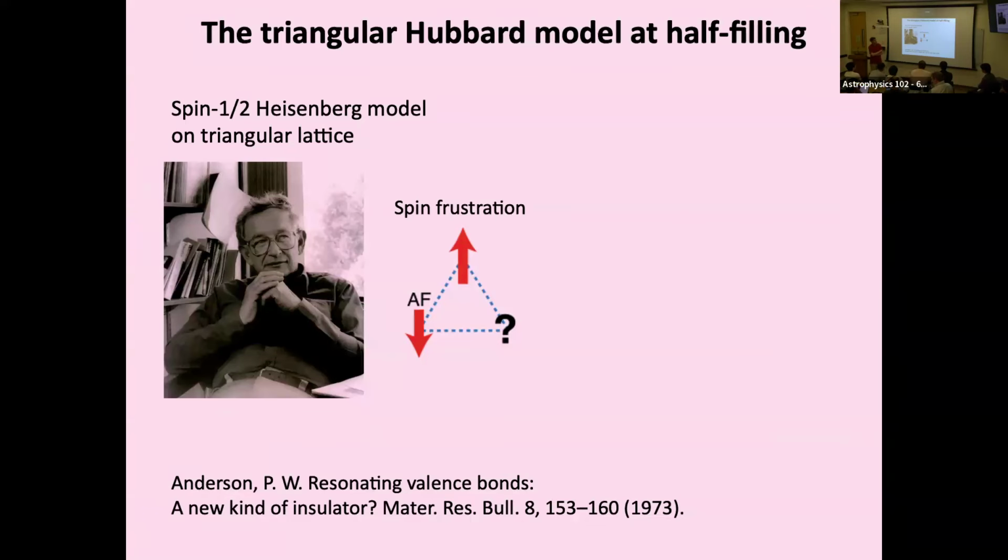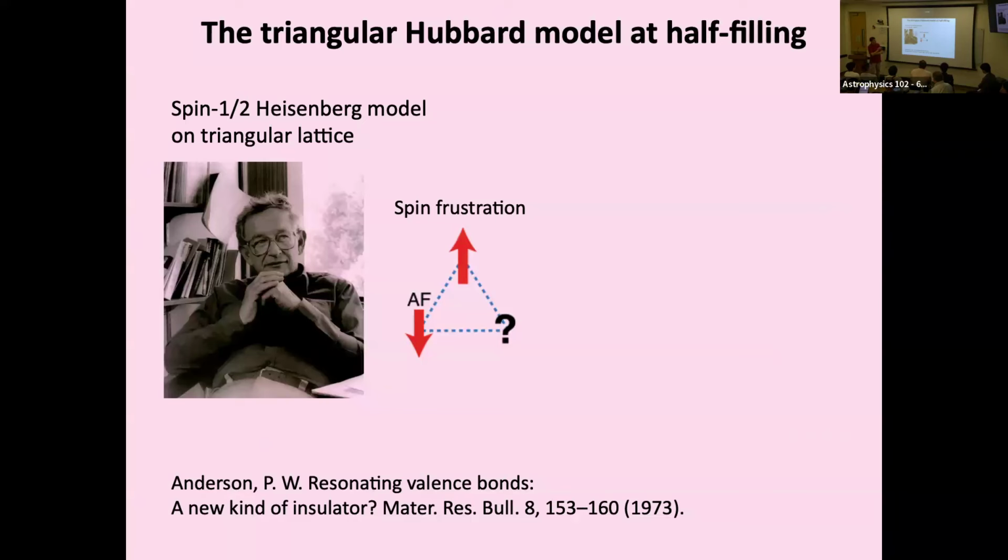And I want to tell you a little story about physics with a triangular lattice. The triangular lattice is something that Phil Anderson was thinking about even before the story with the cuprates. He was considering what the ground state is of a spin-1/2 antiferromagnetic system on the triangular lattice in the Heisenberg model. Okay, so the Heisenberg model is just a spin model. We don't have any moving particles here. It's just localized spins. And what is the ground state?